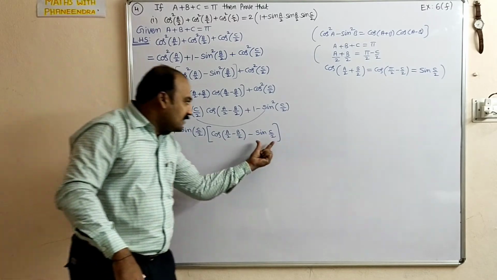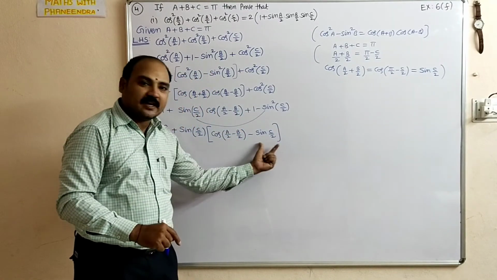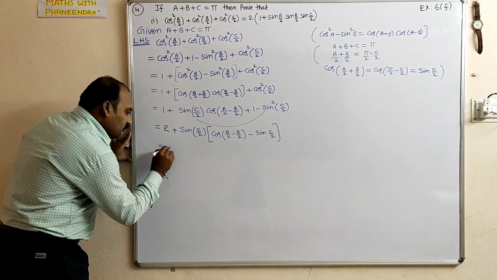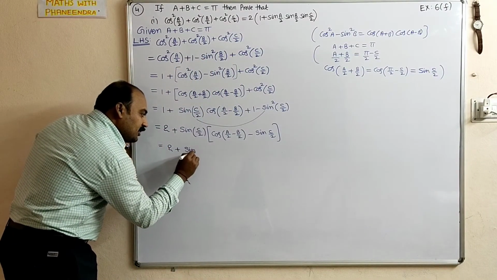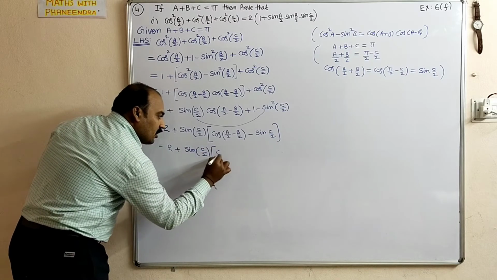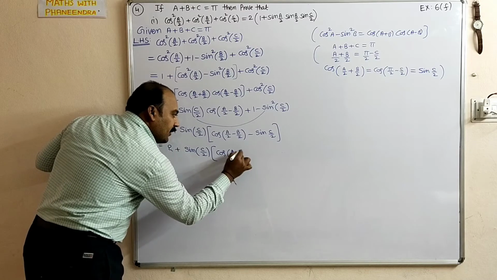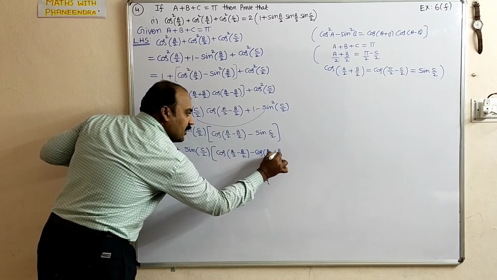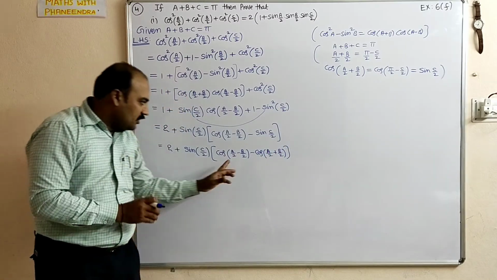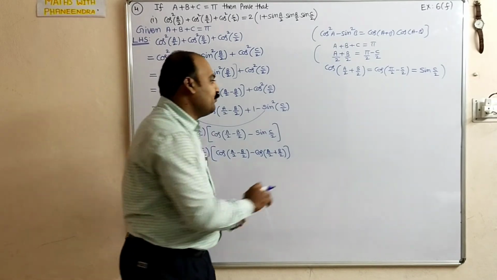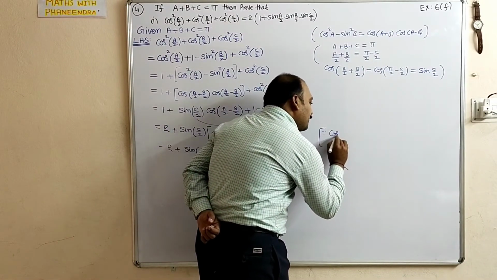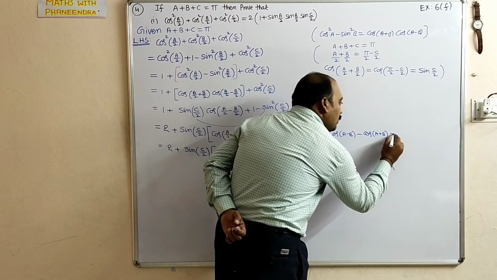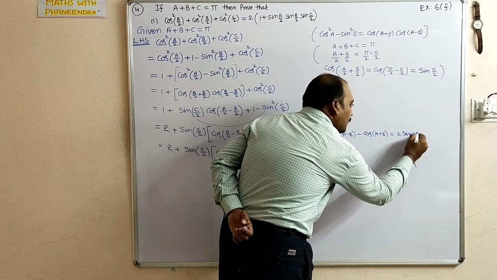Again what we have to do, in place of sin C/2 in the bracket, you have to write again cos of (A/2 plus B/2). So this is equal to 2 plus sin C/2 into cos of (A/2 minus B/2) minus cos of (A/2 plus B/2). Again it is in the form of cos of (A minus B) minus cos of (A plus B). What is that formula? Cos of (A minus B) minus cos of (A plus B) is equal to 2 sin A sin B.